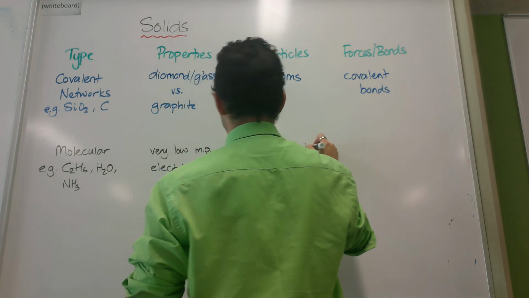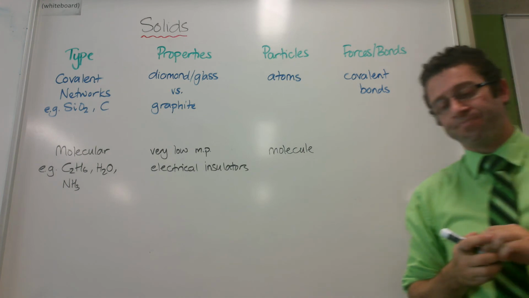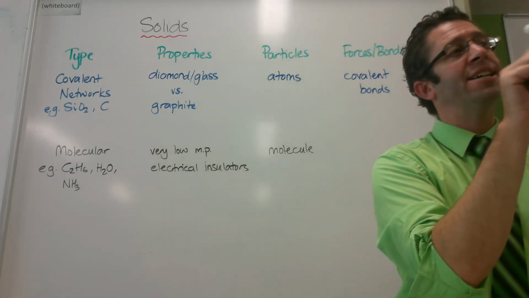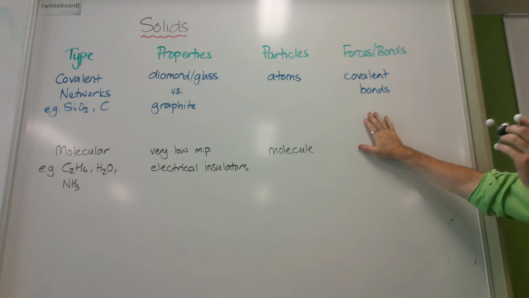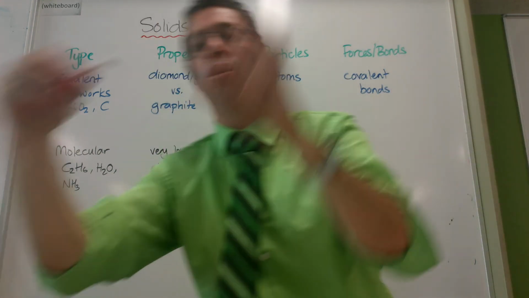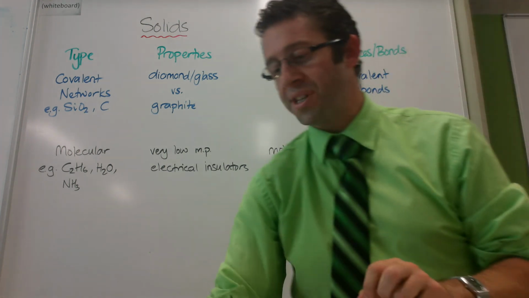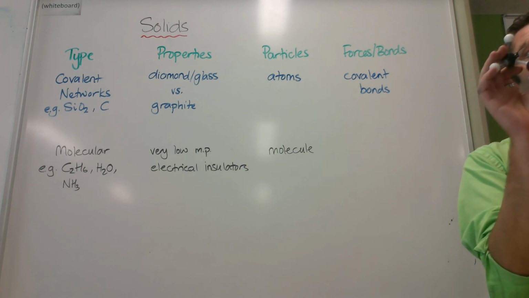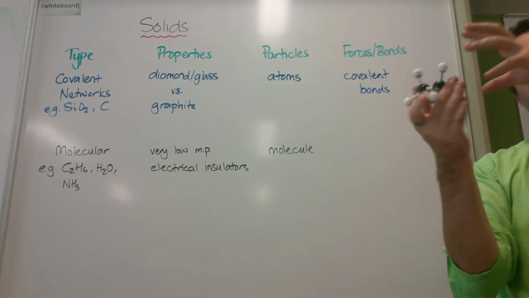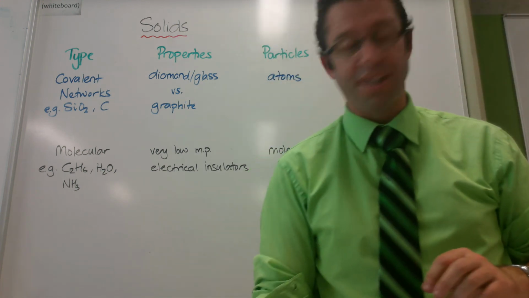So again, the name gives away what the particle is. Lucky last. The bonding inside it is called a covalent bond. That's not what I'm asking about here. What I'm asking is, what holds water molecules next to water molecules in ice? What holds ethane molecules next to ethane molecules in solid ethane? What is going to be the type of force there?